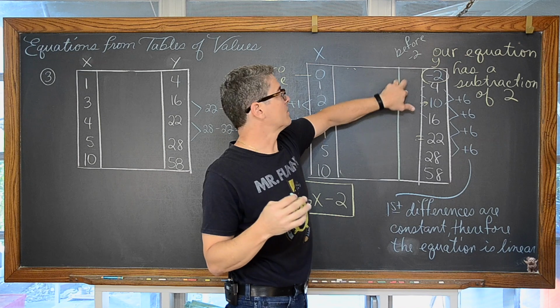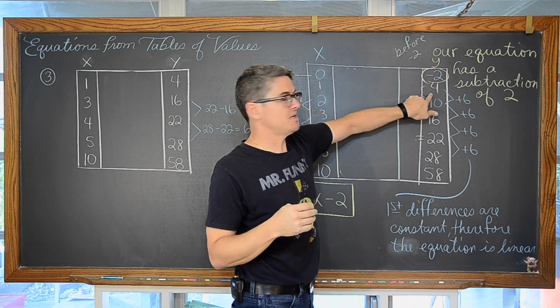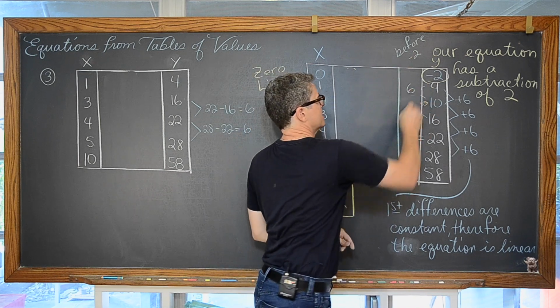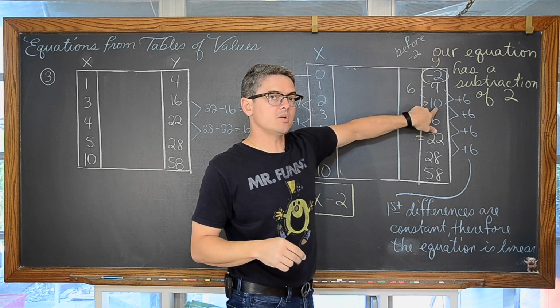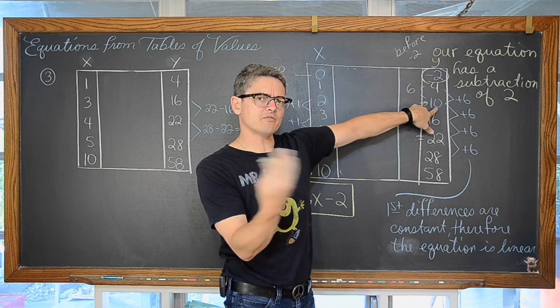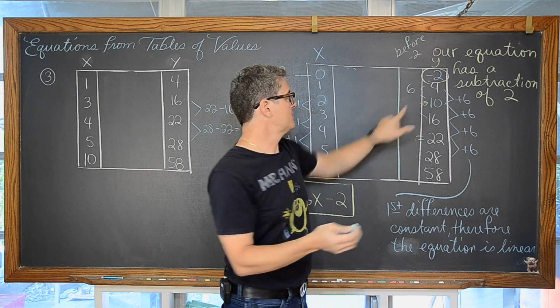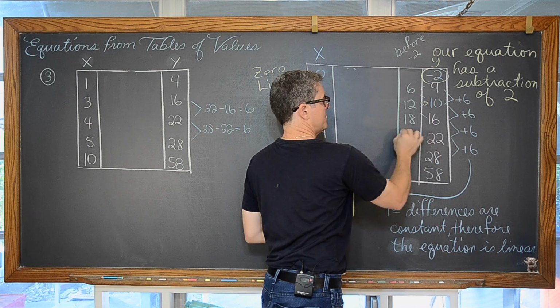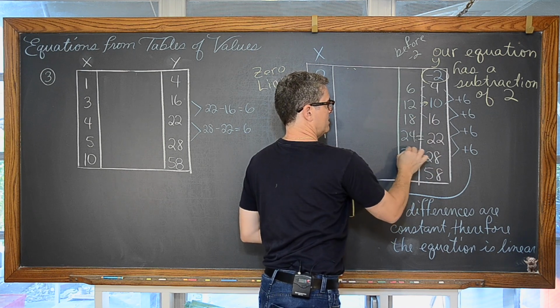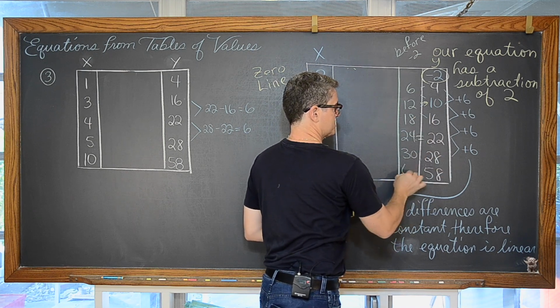What number minus 2 is equal to 4? Well, that's 6. What number minus 2 is equal to 10? Kind of going backwards, instead of minusing by 2, you add by 2. That would be equal to 12. And this would be 18. And this would be 24. And this would be 30. And this would be 60.